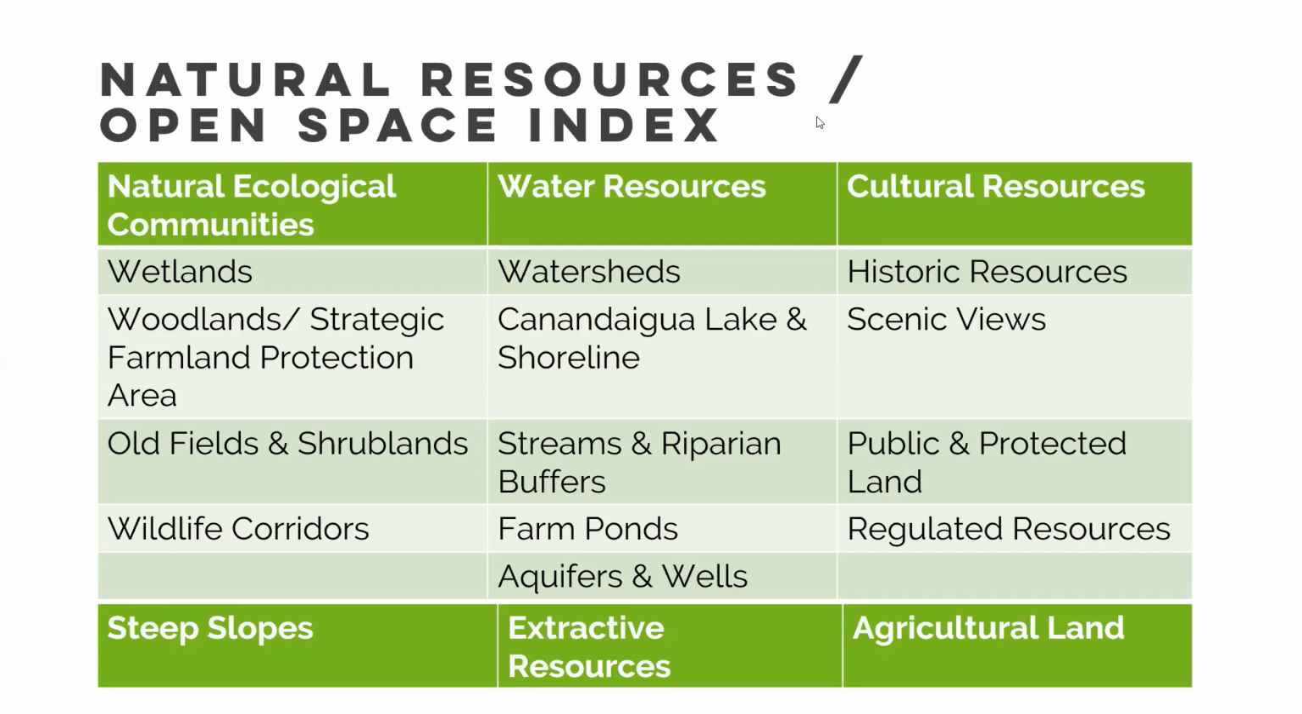Cultural is a category that includes historic resources, scenic resources. We looked at protected and public land and made sure those were documented, as well as resources that were already subject to regulation, floodplains and wetlands. And we mapped as well the steep slopes with the categories aligning with the town's law on steep slopes, sand and gravel, as well as farmland.